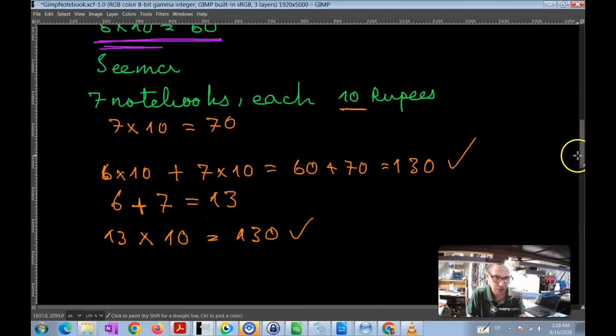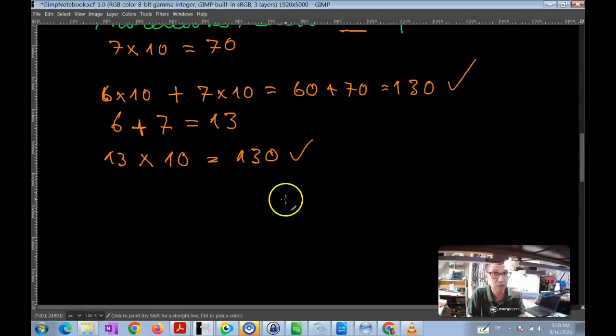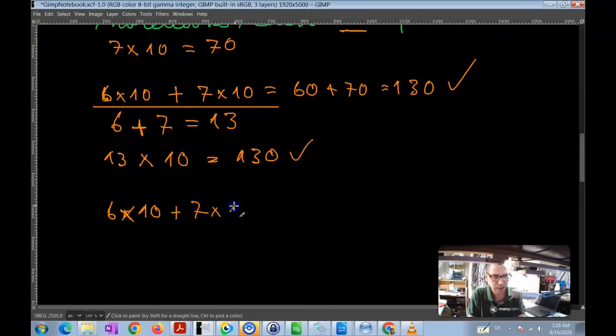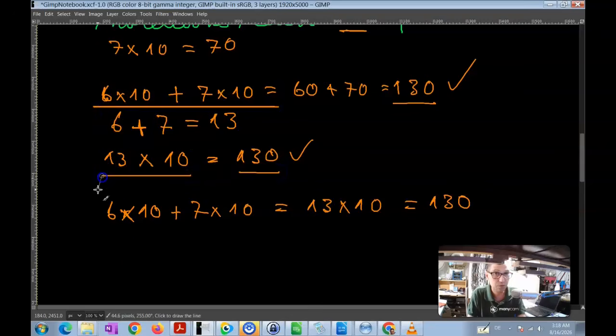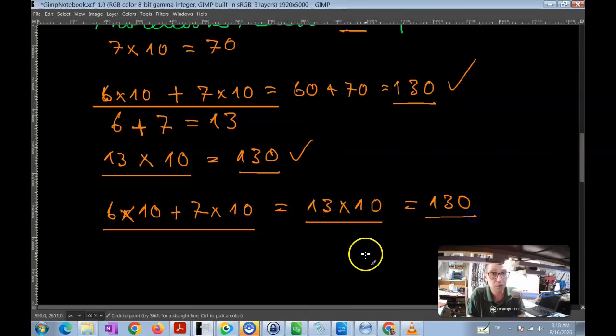So this shows us something interesting about algebra, which means that this expression over here, 6 times 10 plus 7 times 10, is actually the same thing as 13 times 10, which is equal to 130. You see, this whole thing is equal to 130. This whole thing is equal to 130, which means that this whole thing must be equal to this whole thing, right?